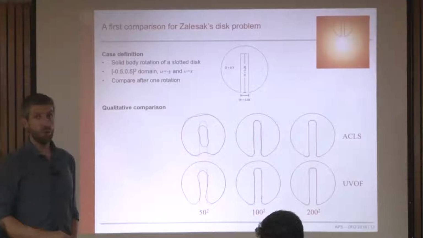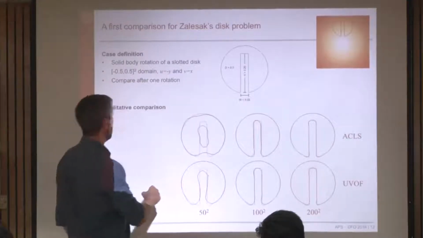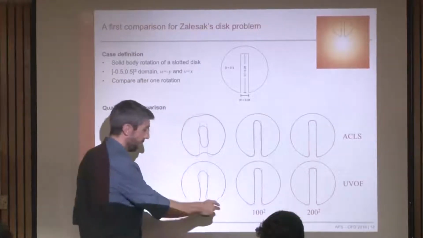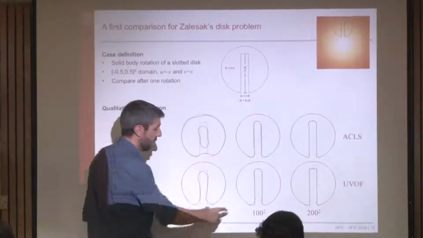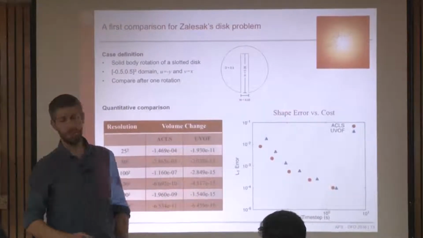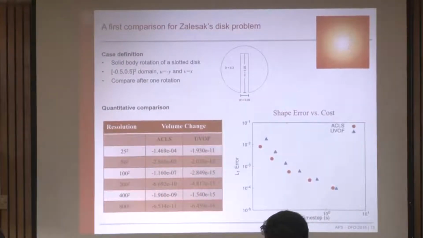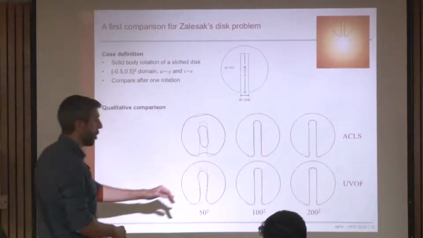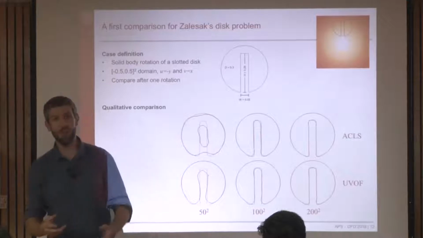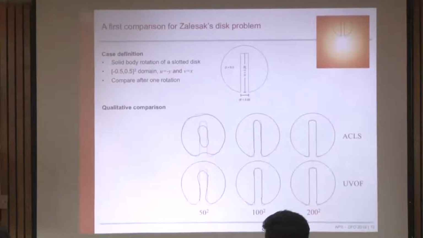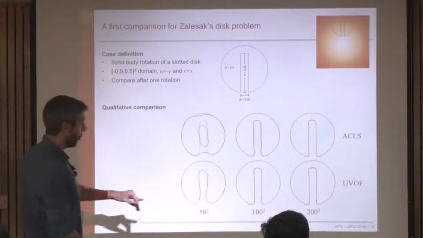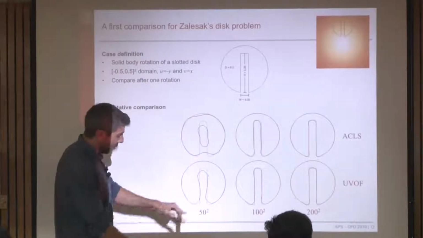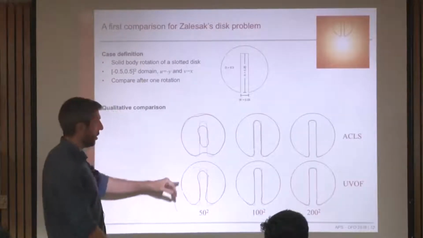Back to our notched circle problem. One rotation on 3 successive meshes, 50 squared. So this is what we've been running so far. The UVOF scheme that I used is a bit better than the one that we talked about together, but it's pretty similar. So the performance corresponds more or less to what we saw. Even if you go to a coarser mesh, you start seeing more deformation, but things are pretty good.